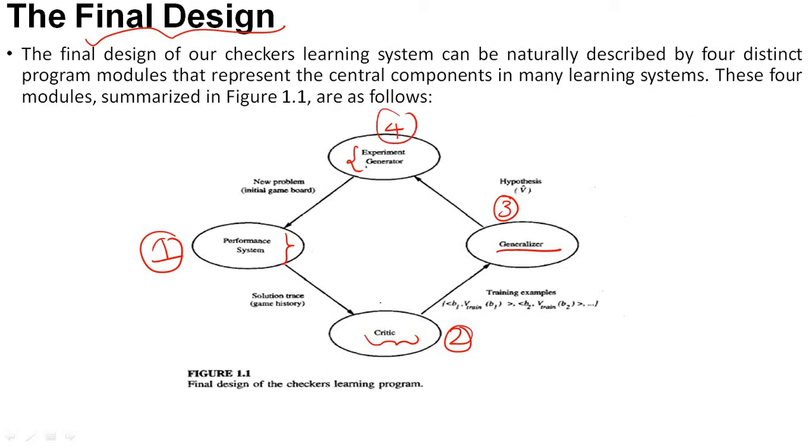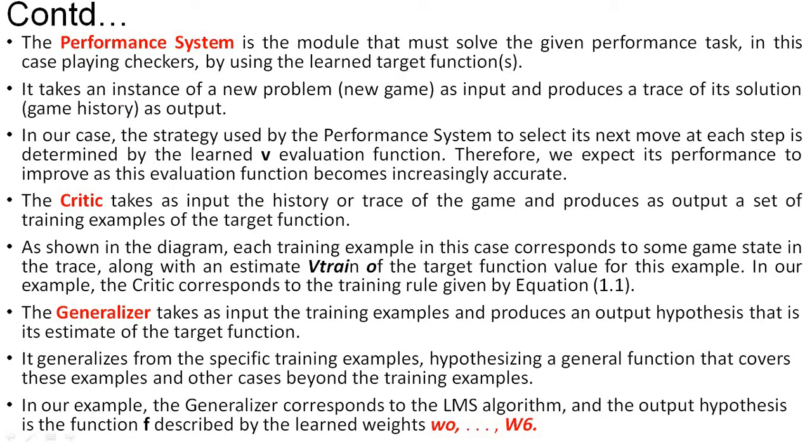This is a diagram for the final design, and specifically it is meant for our checker game, the checker learning system that we are learning. These 4 modules are very important in the final design: performance system, critic, generalizer, and experimental generator. Let us look at each module one by one and what its job is. The performance system is one of the important modules in the final design. It checks the performance of the system.